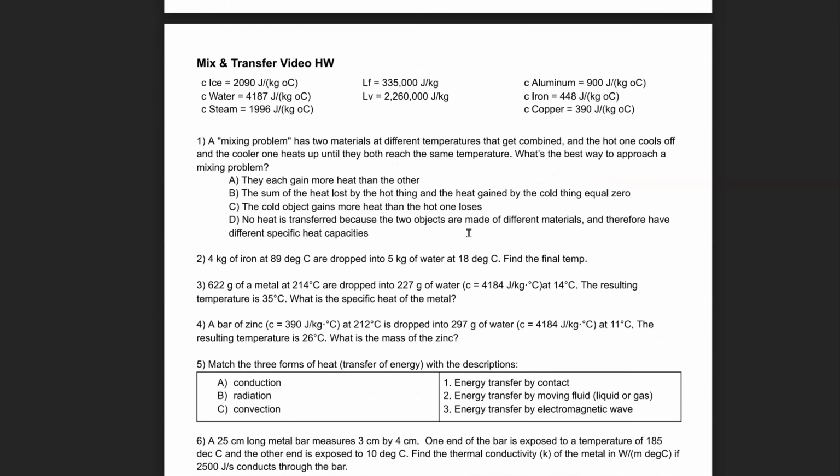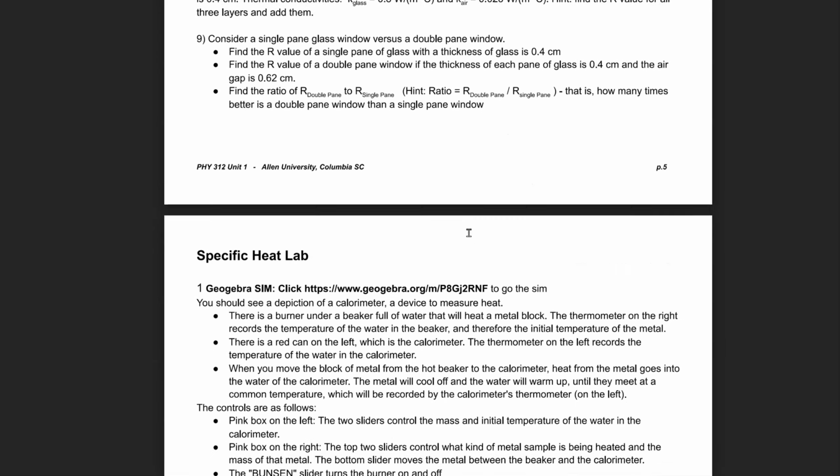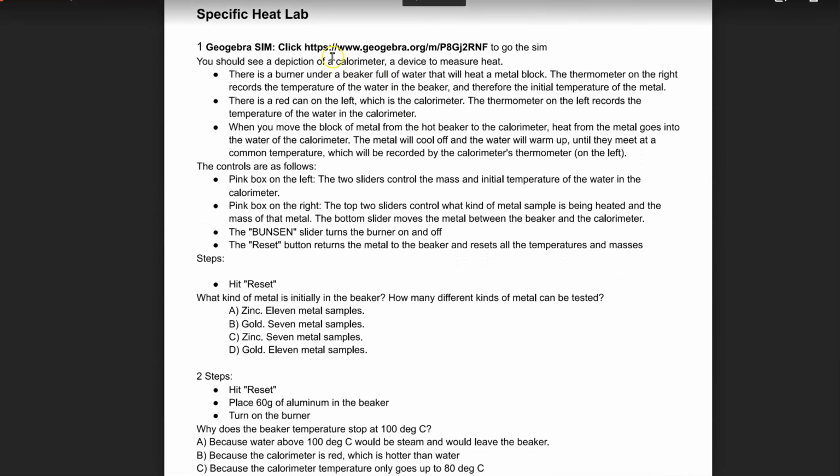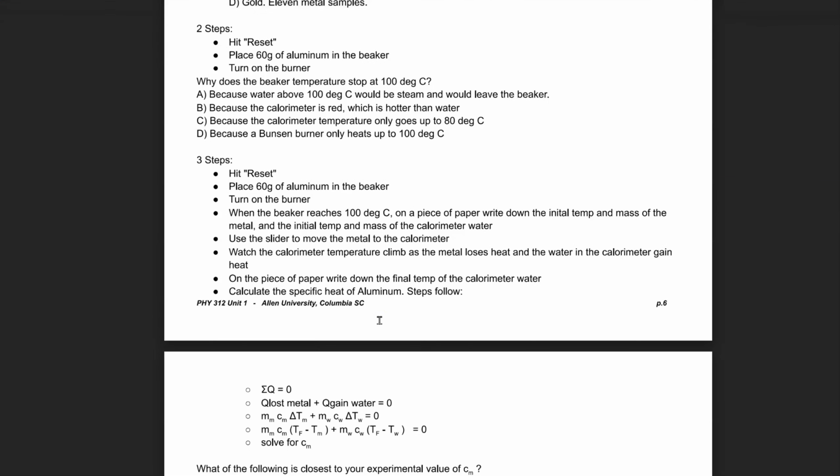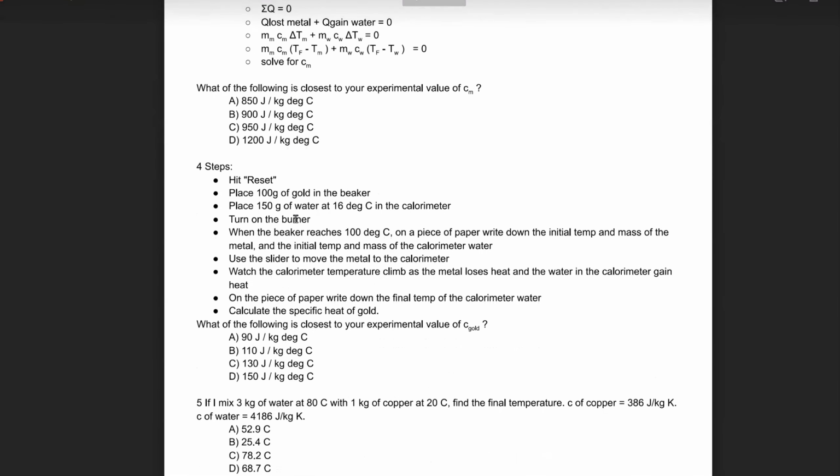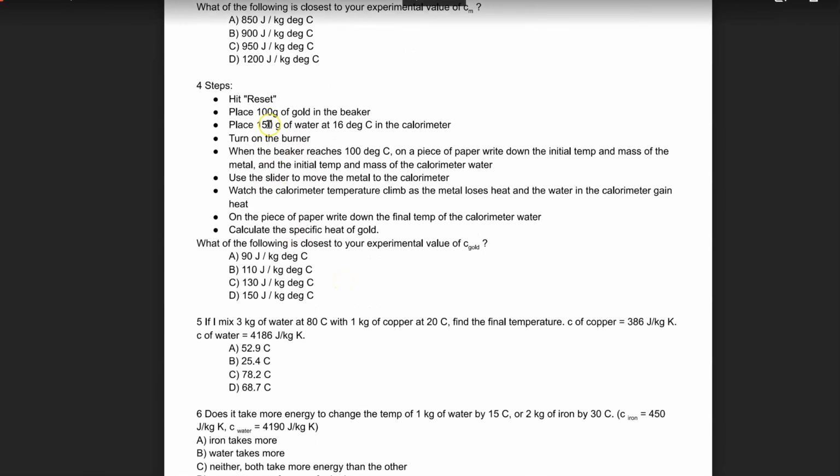This is the video. I'm sorry, that's the lab. Here we go. Pull up the sim. It walks you through the controls and everything. It asks you some questions just to make sure you got the right place. Set it up like this. That's what we did. This is aluminum, 60 grams, all that. Just run it like it says. Solve for the heat capacity. We did that. Okay. Hit reset, find the specific heat of gold.